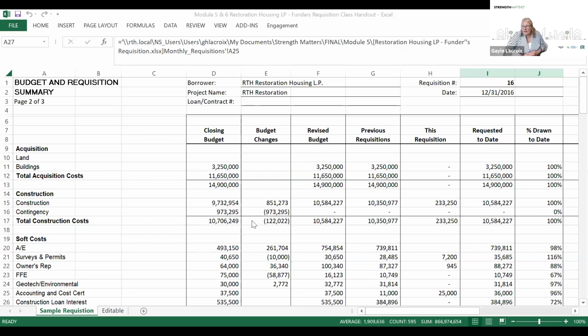Does everybody have that? We're going to be on a break, and then we're going to come back and review the answers. So if you don't finish, it's fine. You'll be able to take a look at how it all comes together. When you see the cost there, you'll see how it ties to this funders requisition.